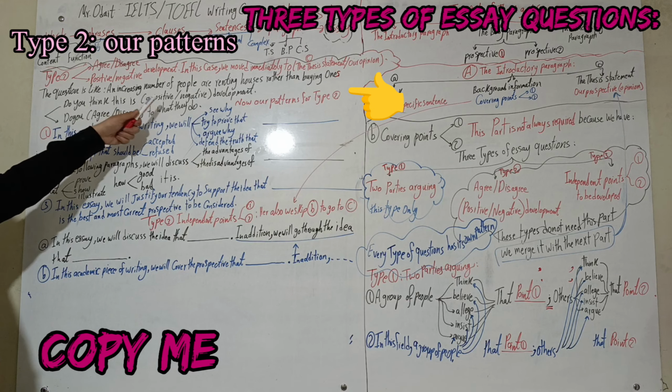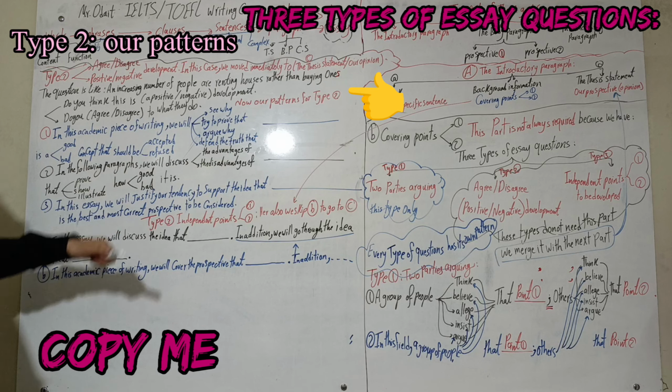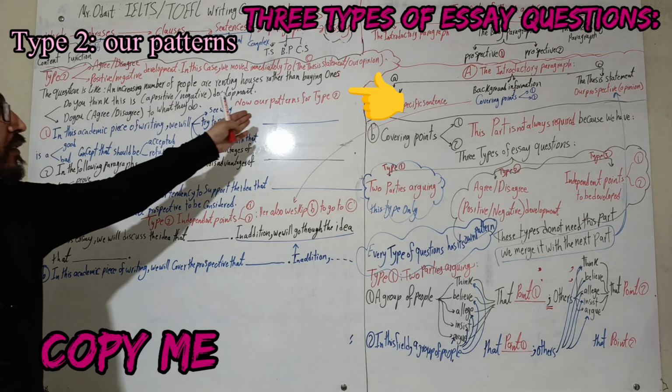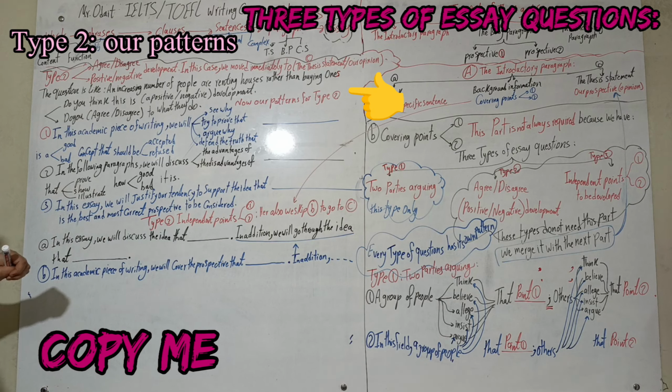Do you think this is a positive or negative development? Do you agree or disagree? Both questions, by the way, ask us to express an opinion, whether with or against. And in here, my friends, we have patterns for type 2.